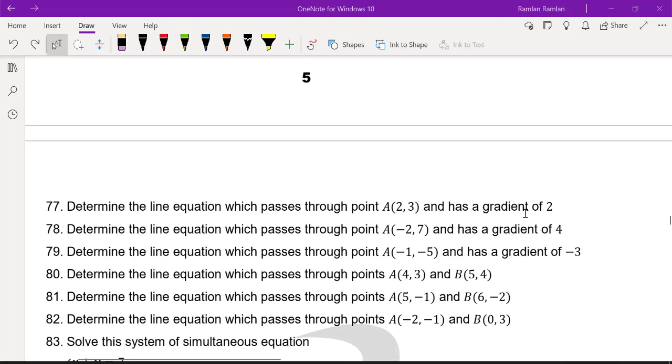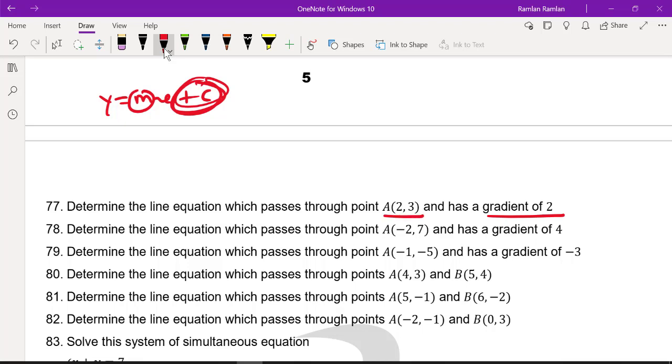So previously we are using that y equals mx plus c, where the m is the gradient and the c is the y-intercept, right? So for number 77, you have the gradient, but you don't have the y-intercept. So we can actually find the value of c by using another point that passes through the line, which is this one. Okay, I'm going to show you how.